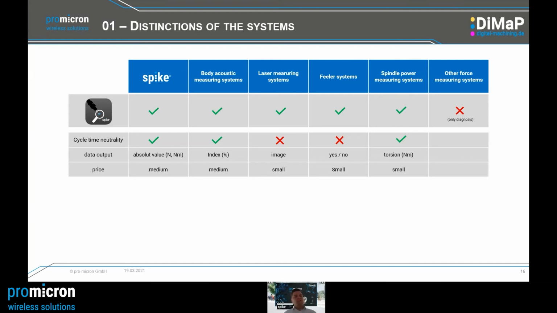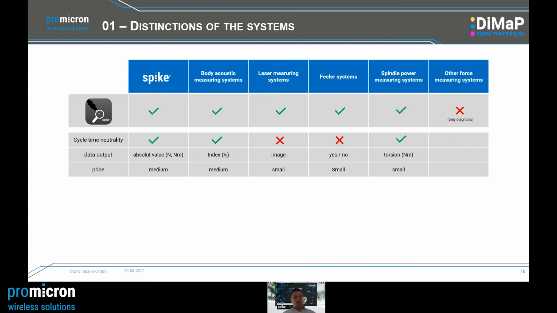The data output is another very important criteria, because some systems are so powerful, they give you an absolute value. Many industries require absolute value monitoring, especially for documentation, and not only percentage or indirect results. That's why it is also something which needs to be differentiated on the requirements. Do I need absolute values, or is an index also fine?